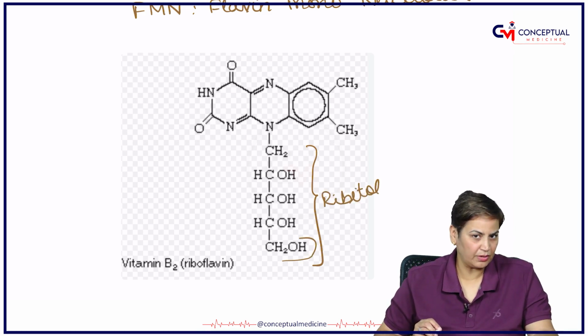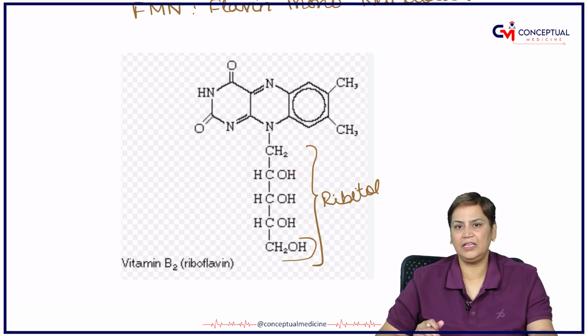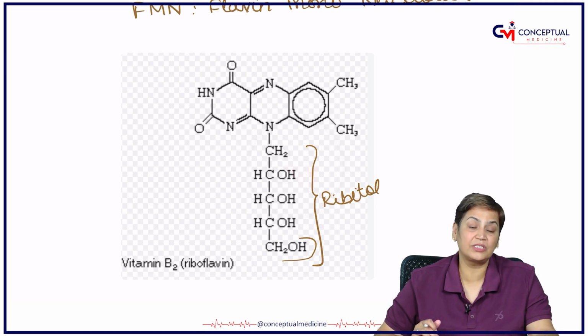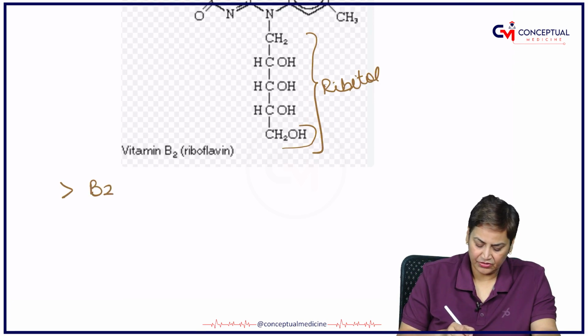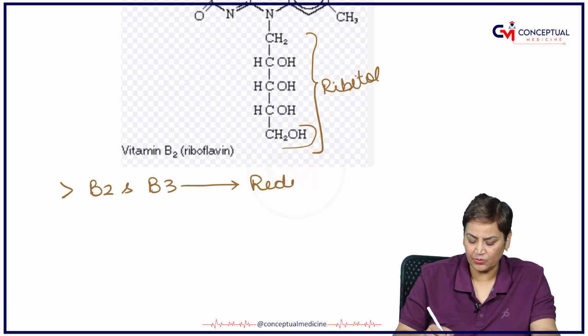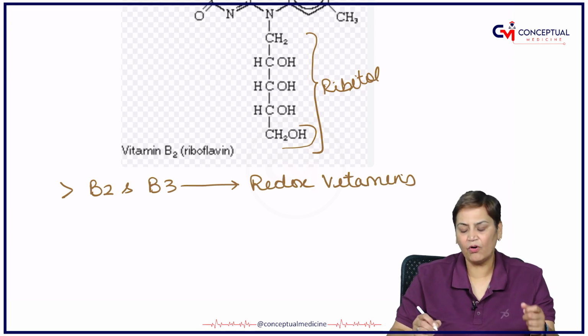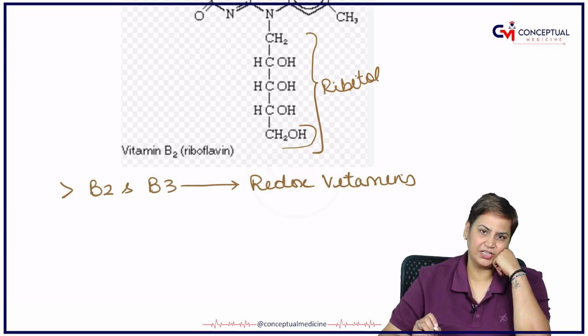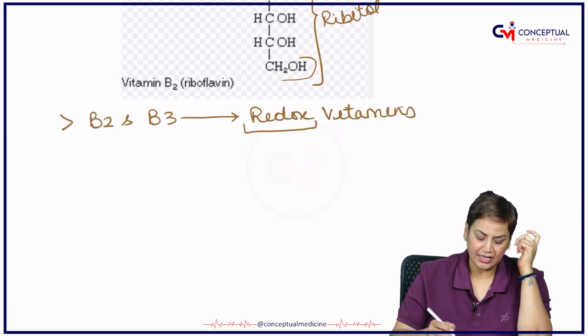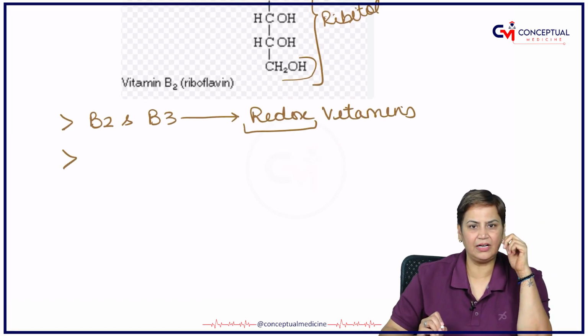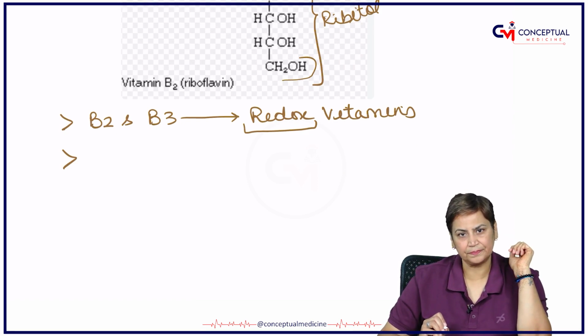And the most important function of this is that B2 and B3 are basically known as redox vitamins also. B2 and B3 are known as redox vitamins. Why? Because they are required for the oxidation and reduction reactions taking place in the body. Because redox is what? Both oxidation and reduction will take place with the help of this.